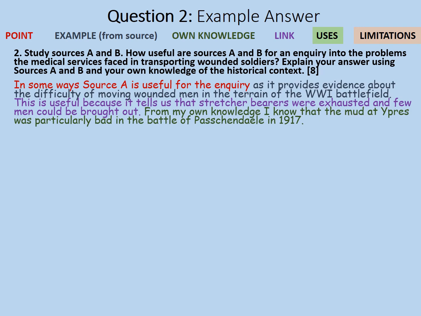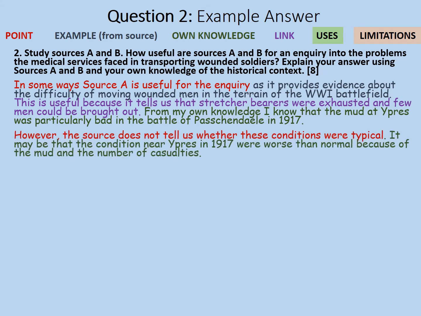In some ways, source A is useful for the inquiry, as it provides evidence about the difficulty of moving wounded men in the terrain of the World War I battlefield. This is useful because it tells us that the stretcher bearers were exhausted and few men could be brought out. From my own knowledge, I know that the mud at Ypres was particularly bad at the Battle of Passchendaele in 1917. However, the source does not tell us whether these conditions were typical.